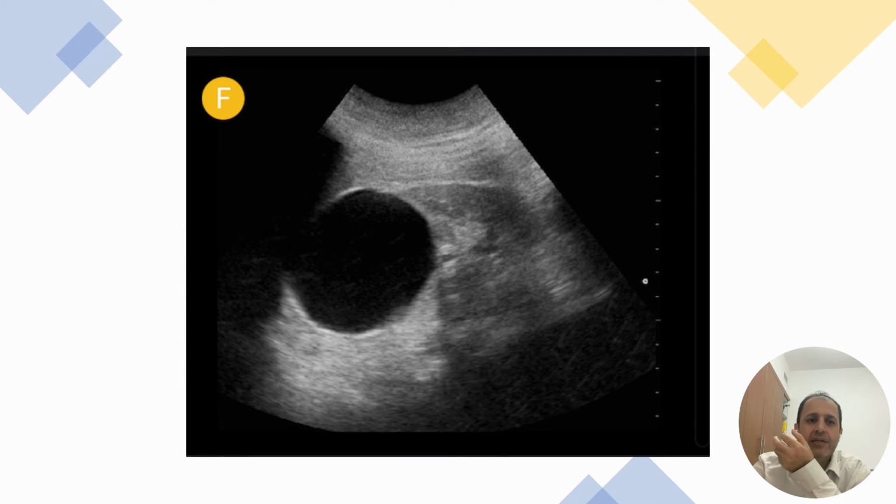And here there is a round-shaped hypoechoic or anechoic object. It is not like free fluid; it's something contained. It may be a false positive FAST. If you are not familiar with this image, you may misinterpret it as fluid. It is fluid, but it is like a cyst. It is the kidney, a kidney cyst.